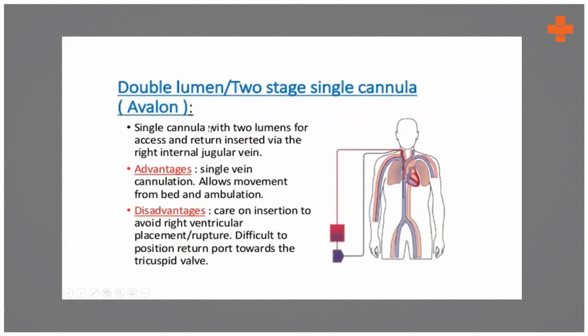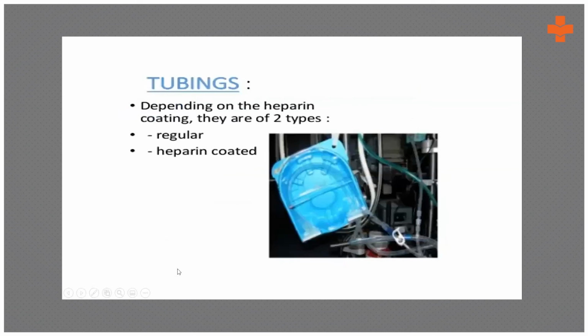The advantage of the double lumen catheter is that it is a single cannula with 2 lumens for access and return via the IJV. It allows movement because there is only one cannula, so it is easy for the patient to move. But the disadvantage is that it can get dislodged easily, and it is difficult to position the port towards the tricuspid valve. Now, tubings. The tubings which connect the cannula to the entire circuit come in 2 types: regular tubings or heparin-coated tubings.